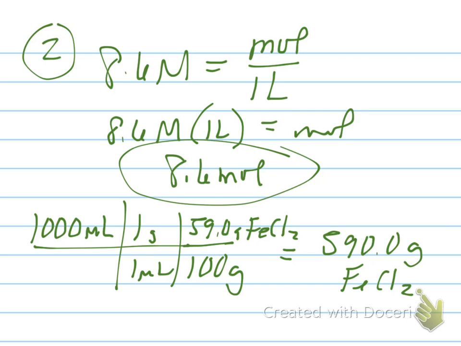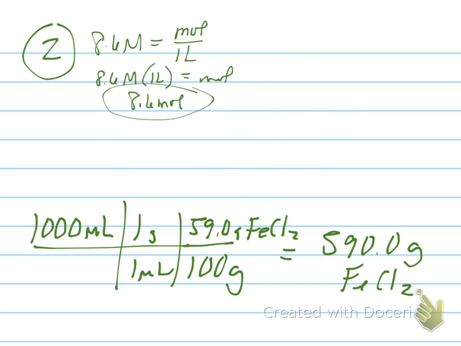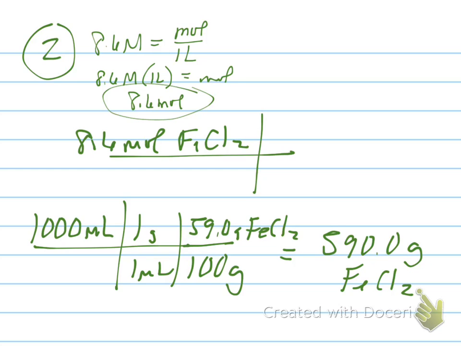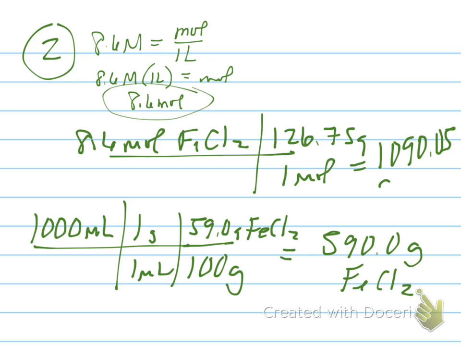How many grams is 8.6 moles? Well, 8.6 moles of iron 2 chloride, and the mass of iron 2 chloride is 126.75 grams per mole. That's over 1,000 grams of iron 2 chloride. So clearly, either this is a saturated solution that's got chunks in the bottom because precipitate has fallen out, or, against all odds, against all laws of the physical universe, it's holding it and it's supersaturated.